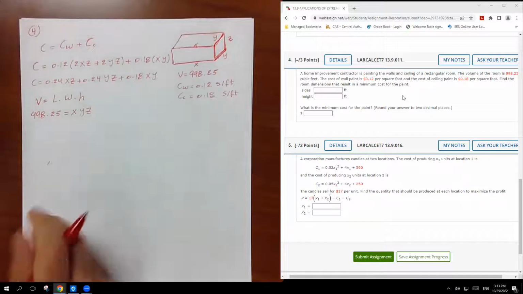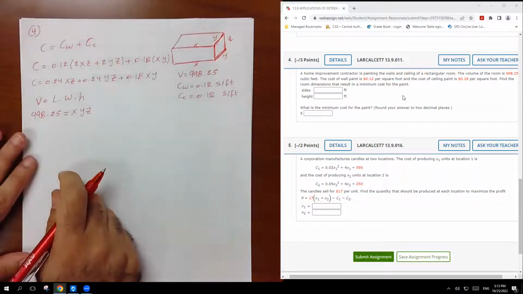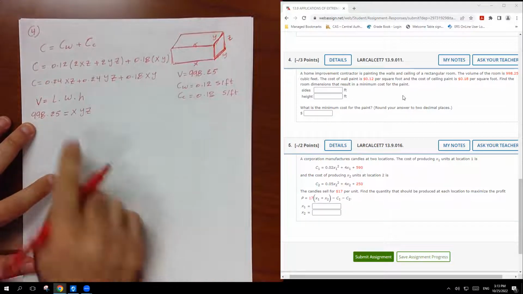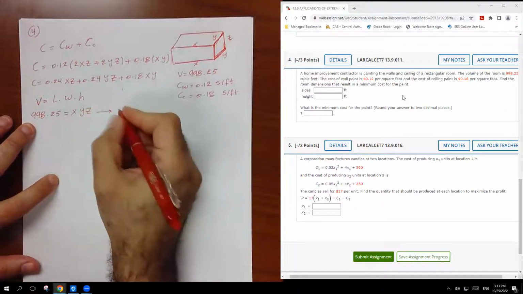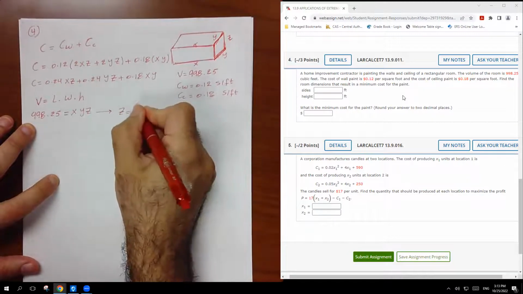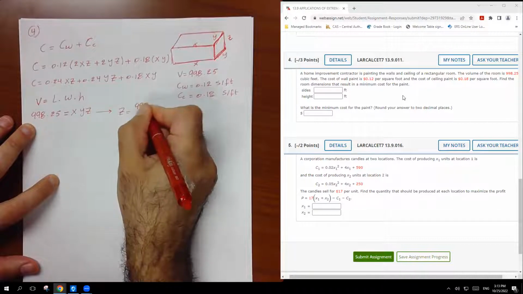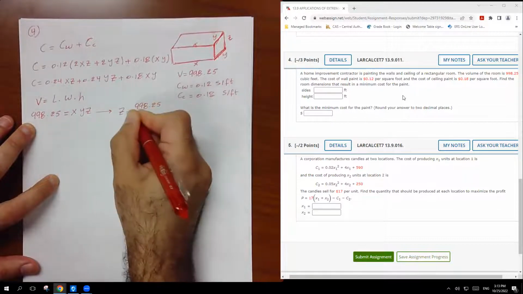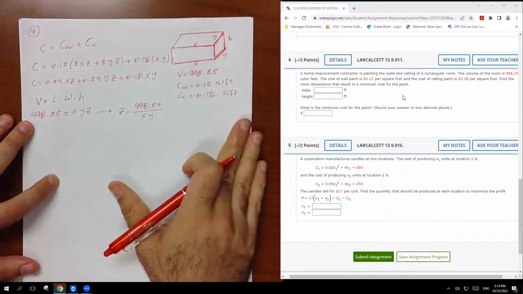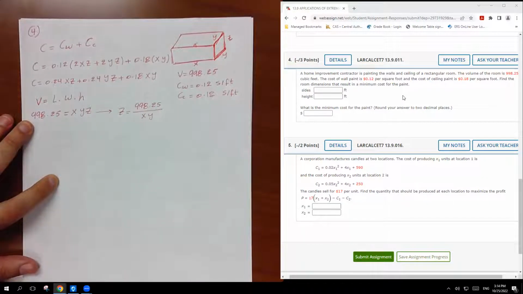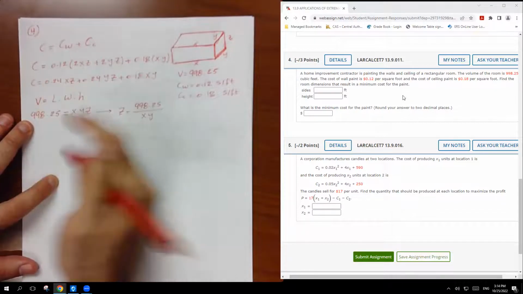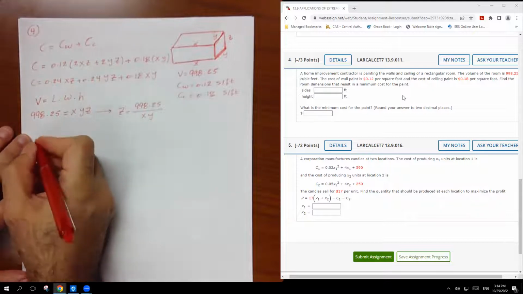I'm going to solve it for one of these variables. So let's solve it for z. We always solve it for z. That means our z is going to be equal to 998.25 divided by xy. Now let's plug in the z here to find our equation.